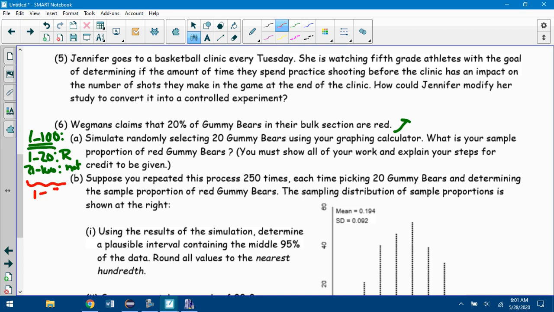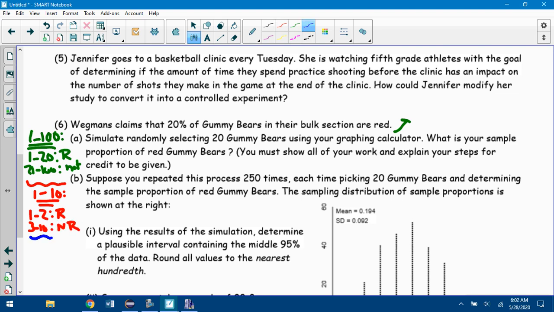If you did 1 through 5, what would mean red? Sorry, let's do 1 through 10. That's easier. If I did 1 through 10, what would be red? 1 to 2. 20% of the numbers are red. 3 through 10 would be not red.